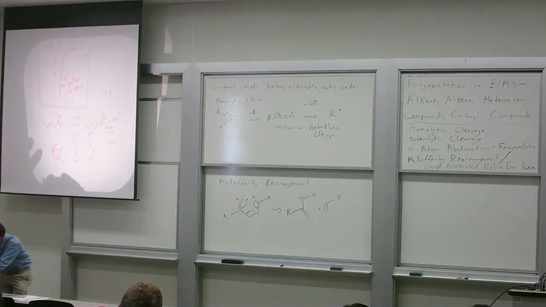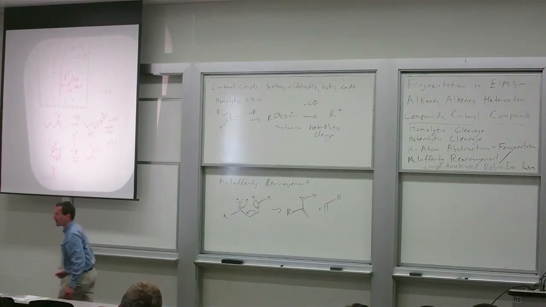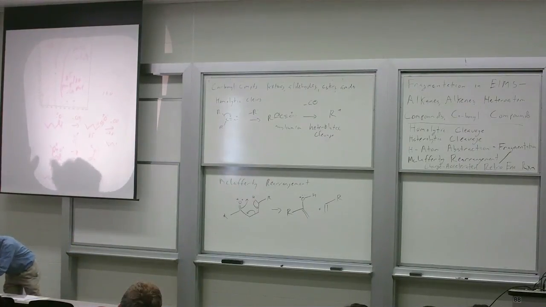Show you just lay the groundwork for our loss of 29 with an abstraction fragmentation pathway. So if you picture the radical, as I said, very indiscriminate, plucking off this hydrogen.